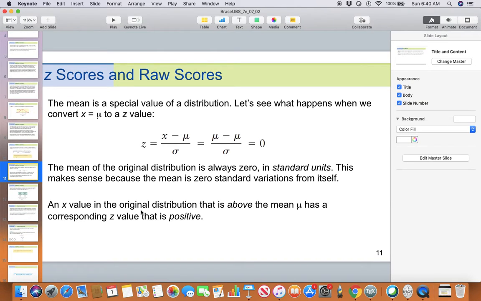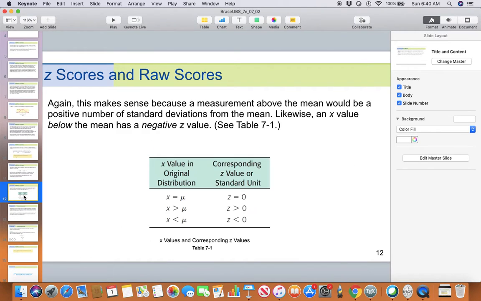An x value in the original distribution that is above the mean mu has a corresponding z value that's positive. So if x is the mean mu, then the z score is 0. If x is bigger than mu, then the number of standard deviations is positive. The z score is positive, greater than 0 means positive. If x is less than mu, then the standard score is less than 0.